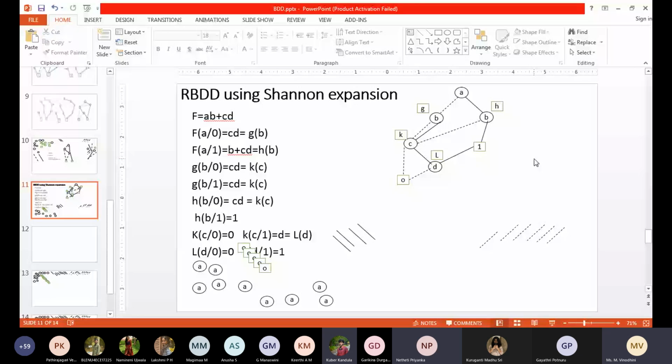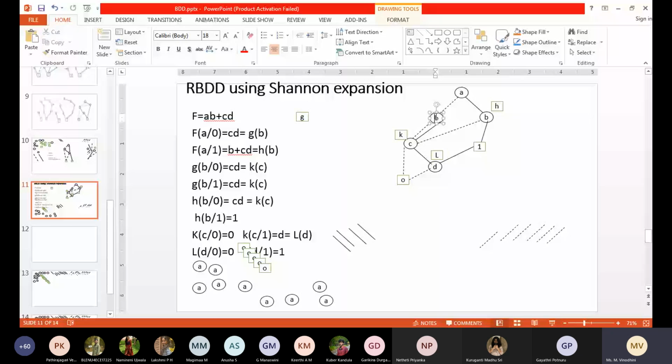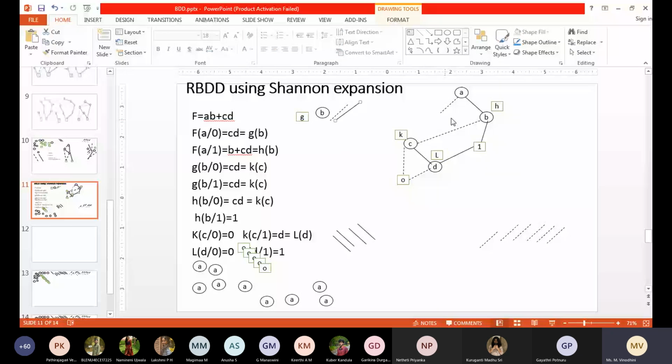B, ma'am. B is the only redundant node, because it has one input and two outputs going to the same node. So we will remove this redundant node. I have removed the node and the output lines. Now I will connect it like this. So this will be the final binary decision diagram.